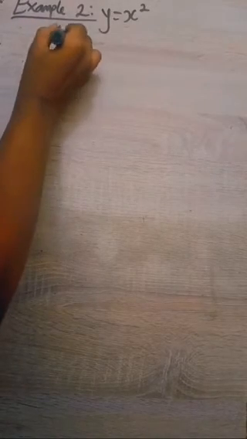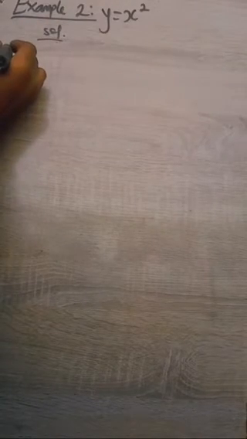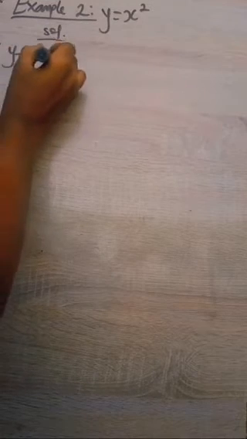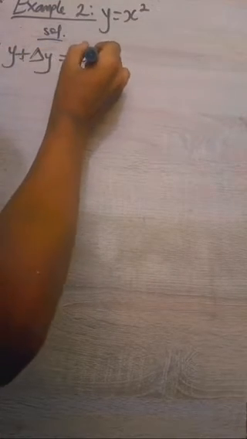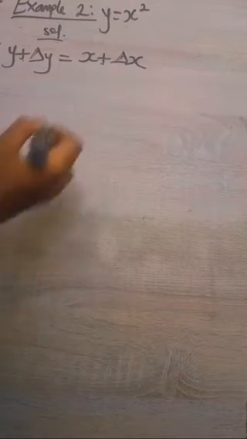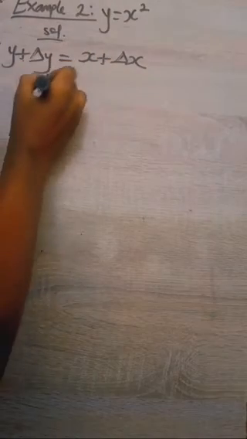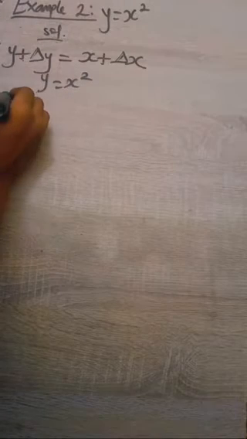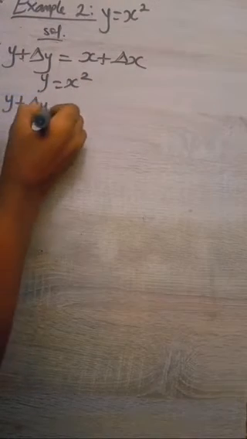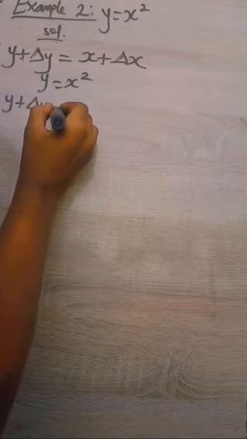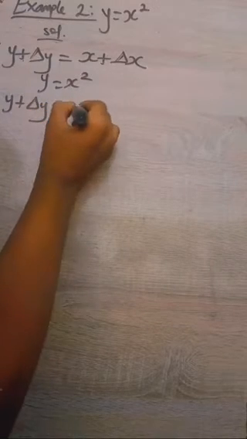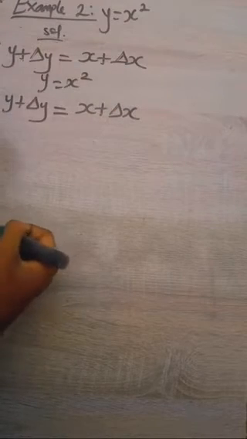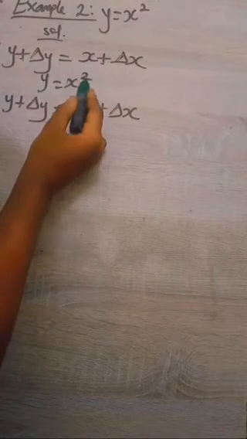Now let's make use of the concept of the first principle method. Add change in y to y and add change in x to x. We have y equals x raised to power 2. Adding the change in y to y, I have y plus change in y equals x plus change in x.